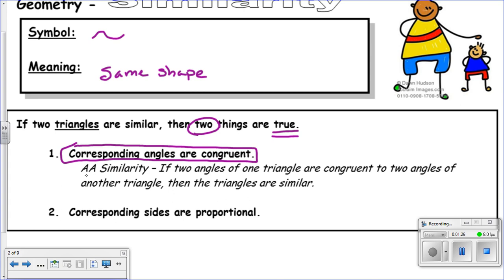Now there's something called the angle-angle similarity theorem. And what that states is if we have two angles from one triangle congruent to two angles of another triangle, then the two triangles must be similar. Think about it. The sum of the angles in any triangle is 180. So if two of the angles are the same, since the triangles add up to the same amount, which is 180 degrees, that third angle must be the same.